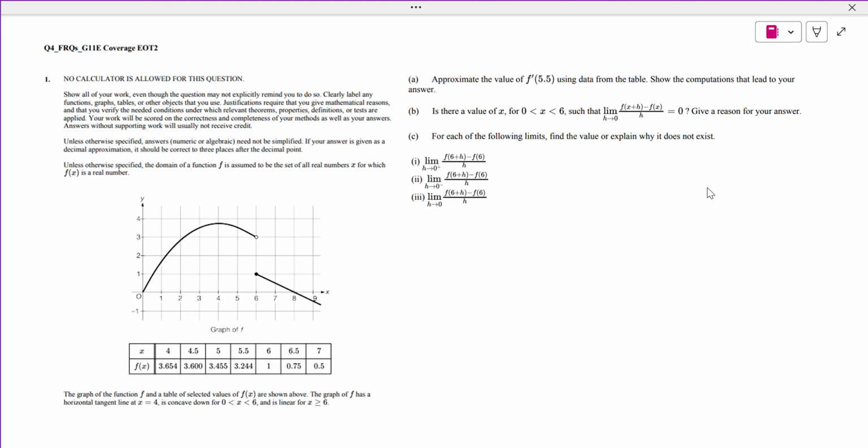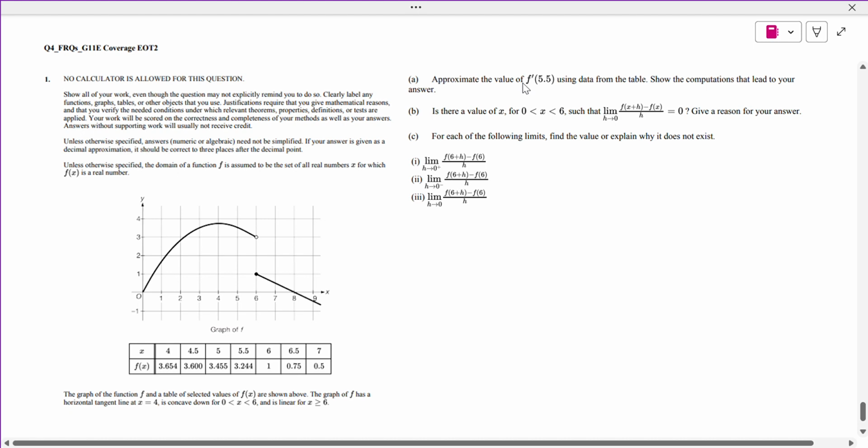The first one is the one in front of you, which says the graph of the function f and a table of selected values of f are shown above. The graph of f has a horizontal tangent at x equals 4, and the graph is concave down from 0 to 6 and linear for x bigger than or equal to 6. So we need to answer those three parts. Part A says approximate the value of f prime of 5.5.